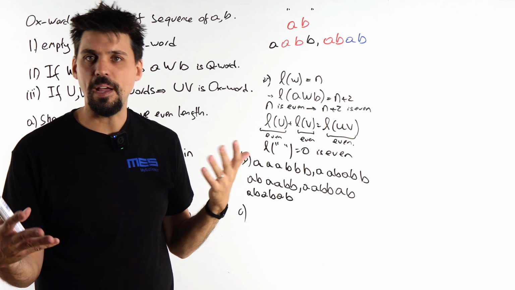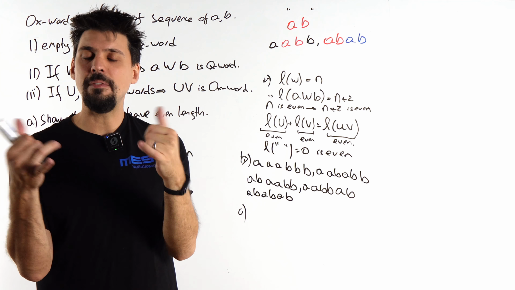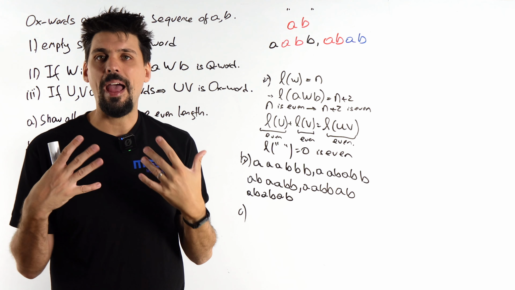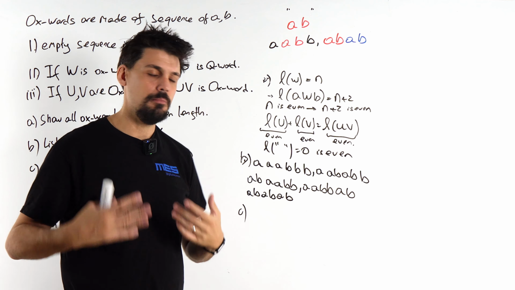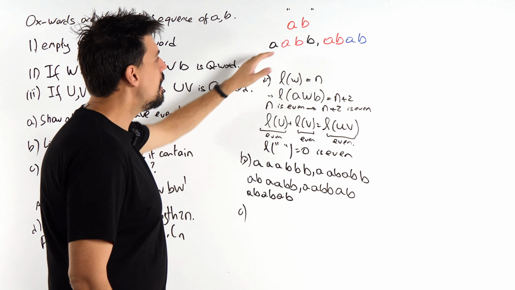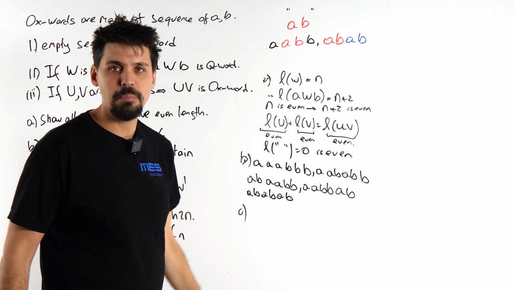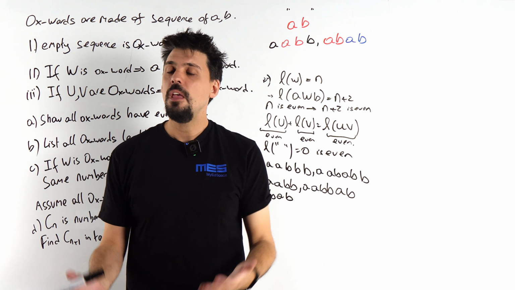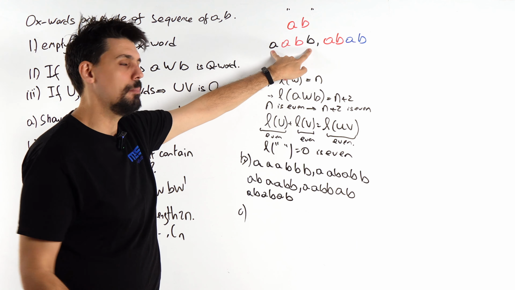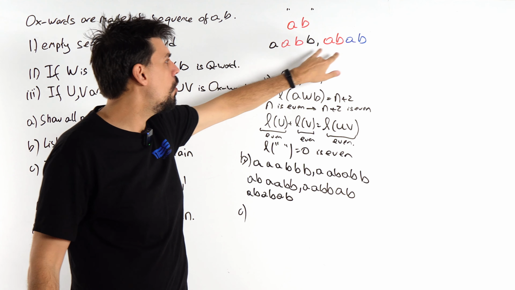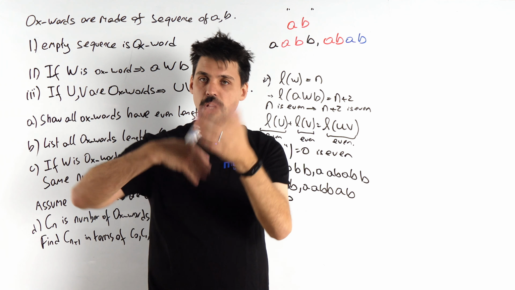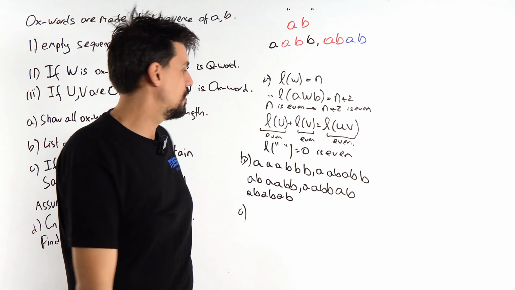Now, by induction, if we say all the smaller words have the same number of A's and B's, if I put two of them together, that will also have the same number of A's and B's. So we're back to this sort of induction idea here: because AB has the same number of A's and B's, any other Oxword will have the same number of A's and B's, because either I'm just adding an A and a B, so we're still good, or I've put it next to another word that has the same number of A's and B's, and so on and so forth. The dominoes fall.